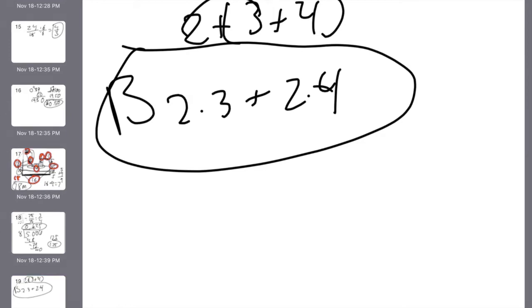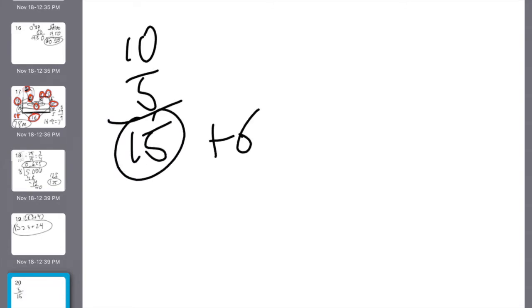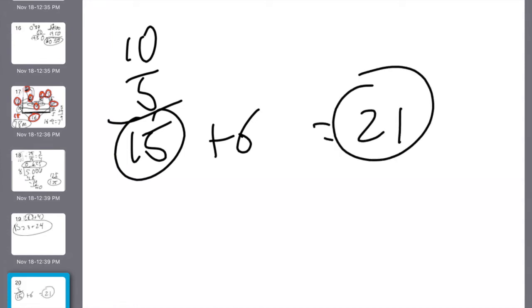Number 11. The triangle numbers are numbers in this sequence. 1, 3, 6, 10. Find the next term. So I added 2. Then I added 3. Then I added 4. So I have 10 plus 5 is 15. Then I added 6, which would be 21.